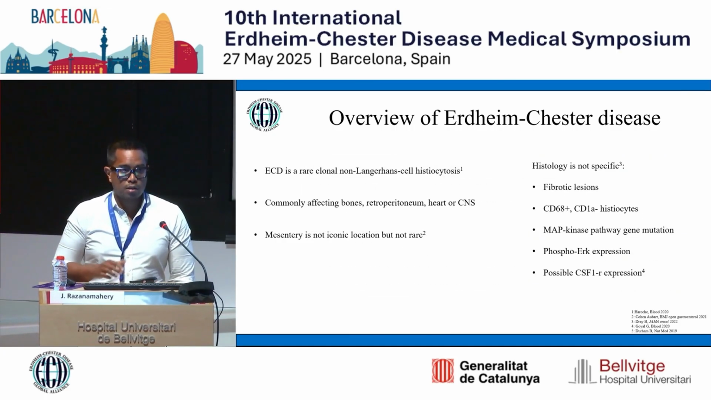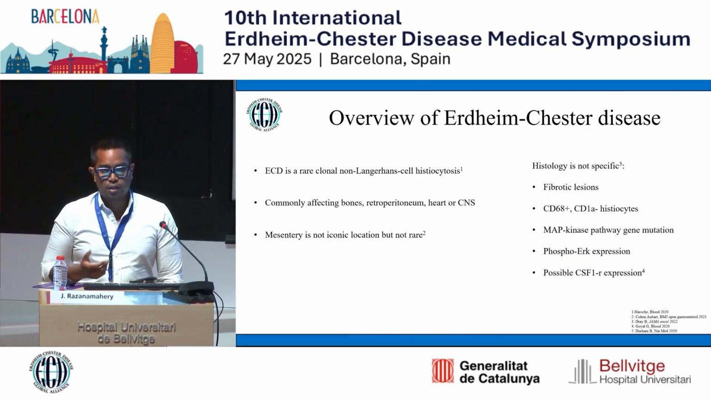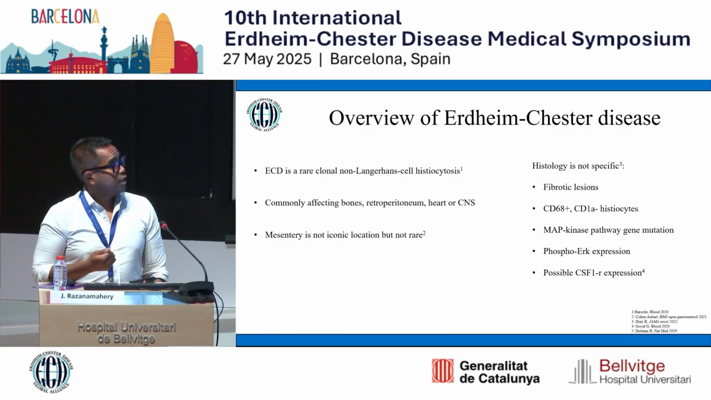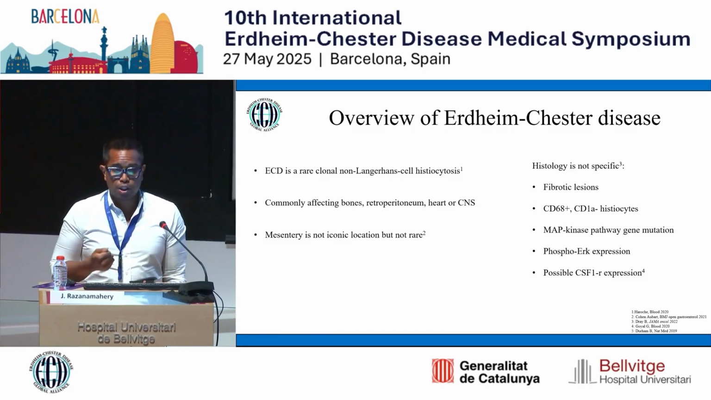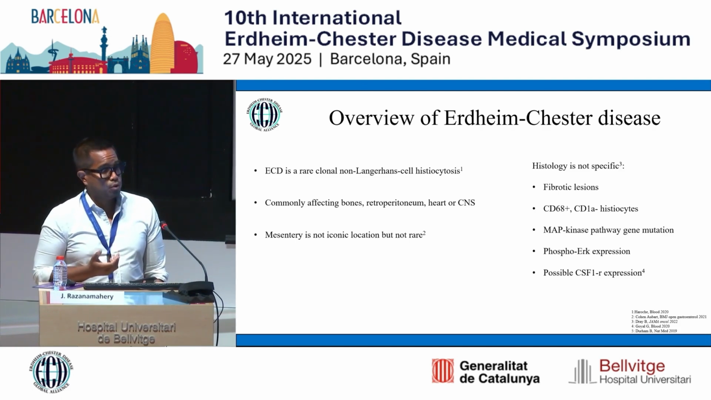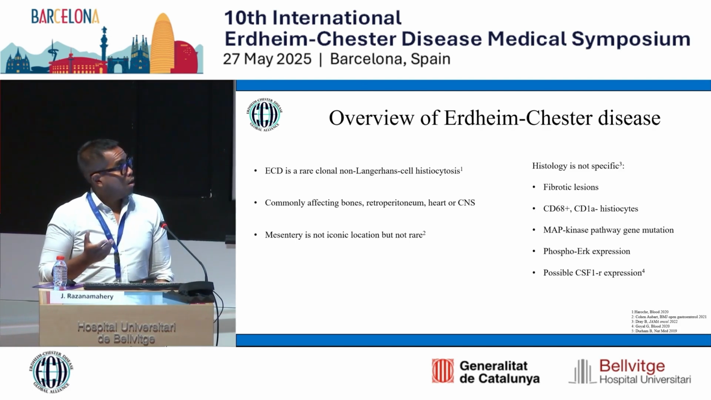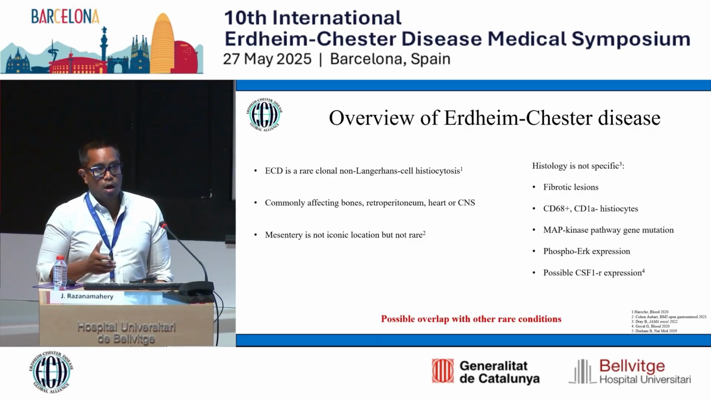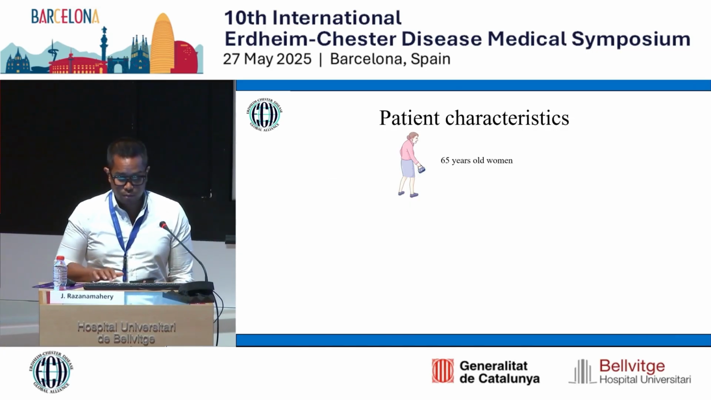Regarding the biopsy, sometimes the histology is not specific. You can have fibrotic lesion. You always try to find MAP kinase pathway gene mutation with NGS. When you don't have the mutation, some biopsies can have a phospho-ERK expression, and there is a possible CSF1R expression on the biopsy. But as we all know, you can have an overlap with another rare condition.